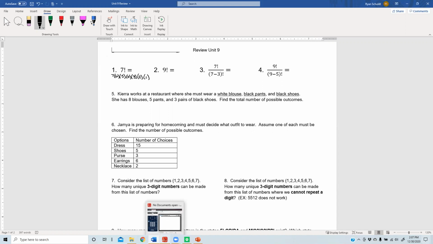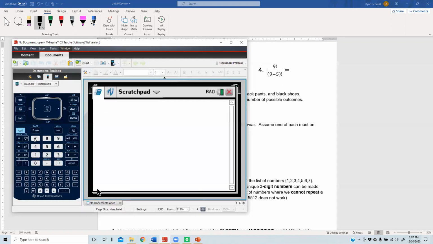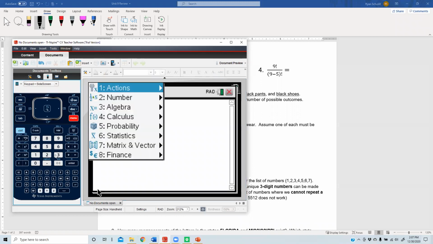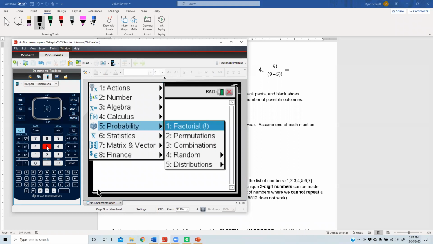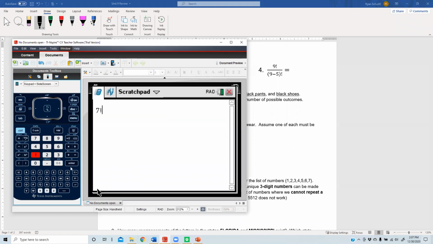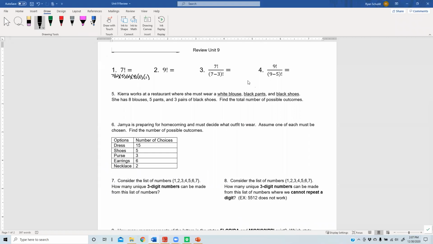Now, you can certainly do that in your calculator. 7 times 6 times 5 times 4 and so on. Or you can say 7 and then do menu, 5 for probability, 1 for factorial. 7 factorial. That gives you 5,040. So that would be your answer here. 5,040.